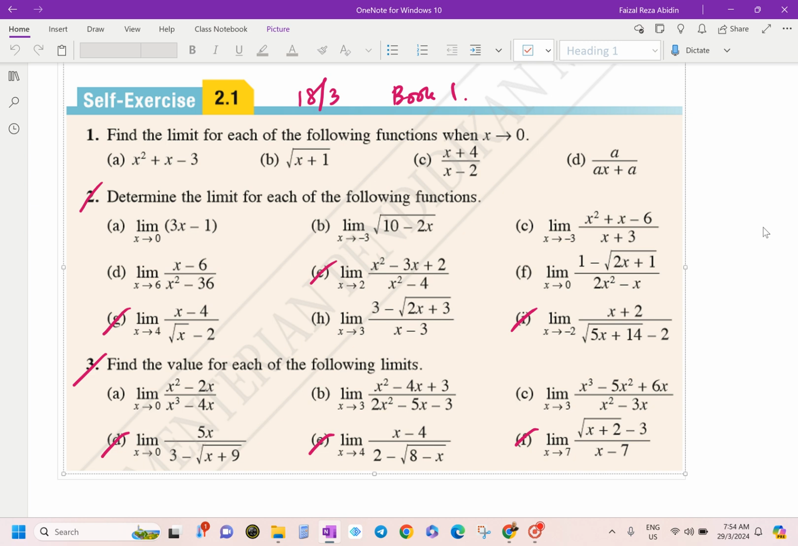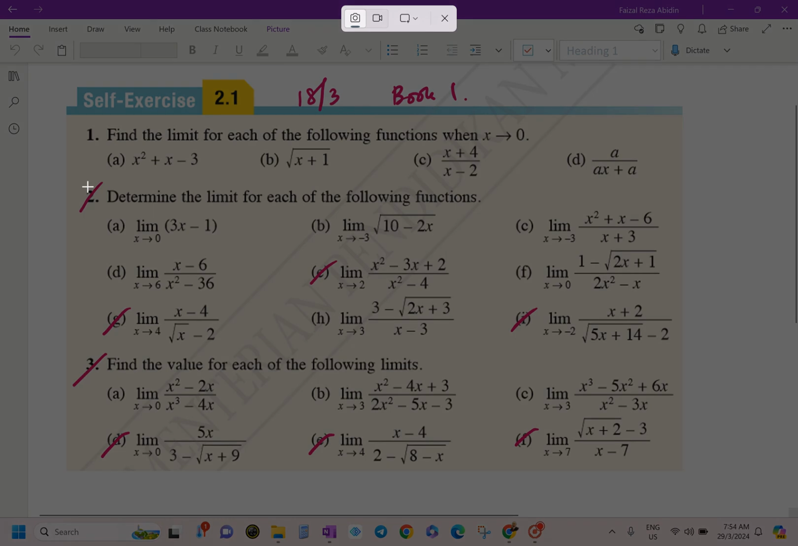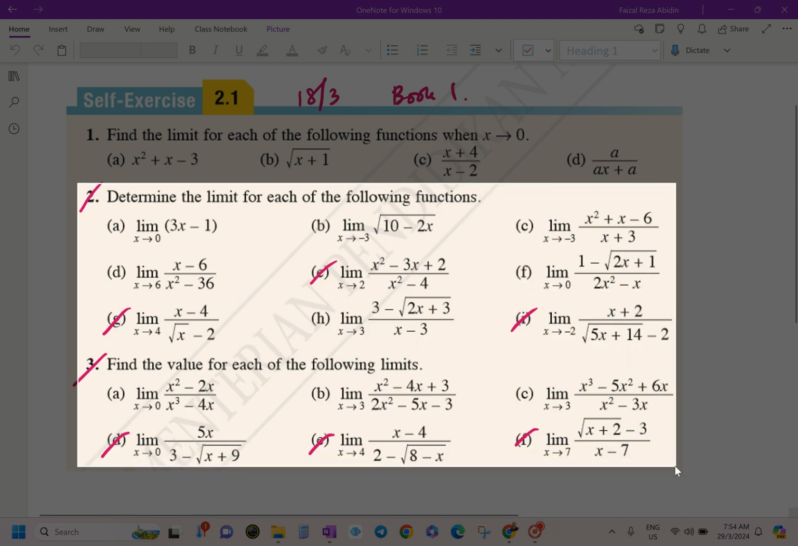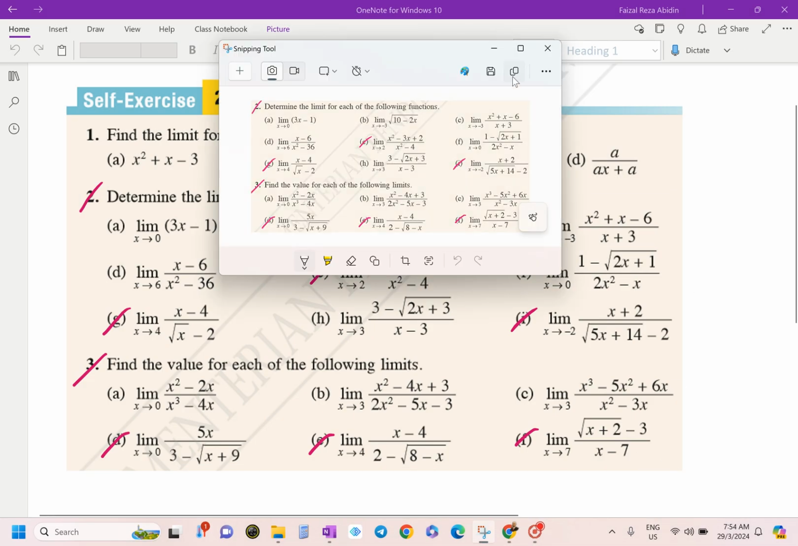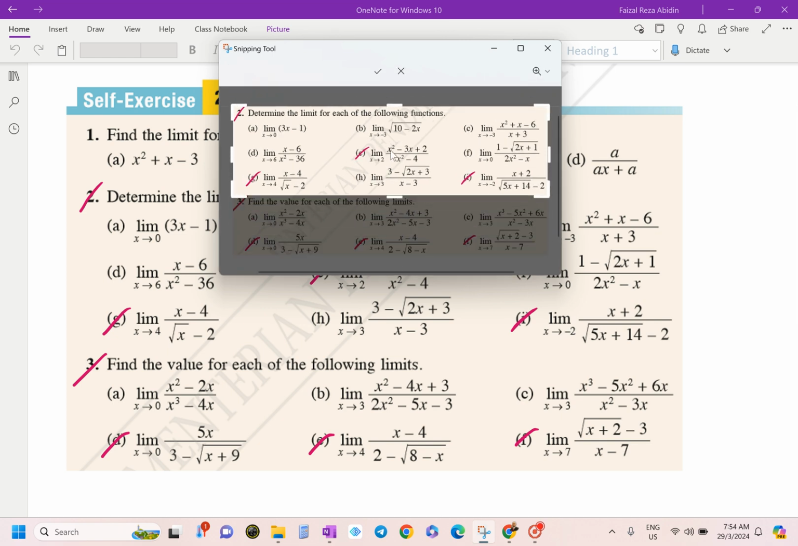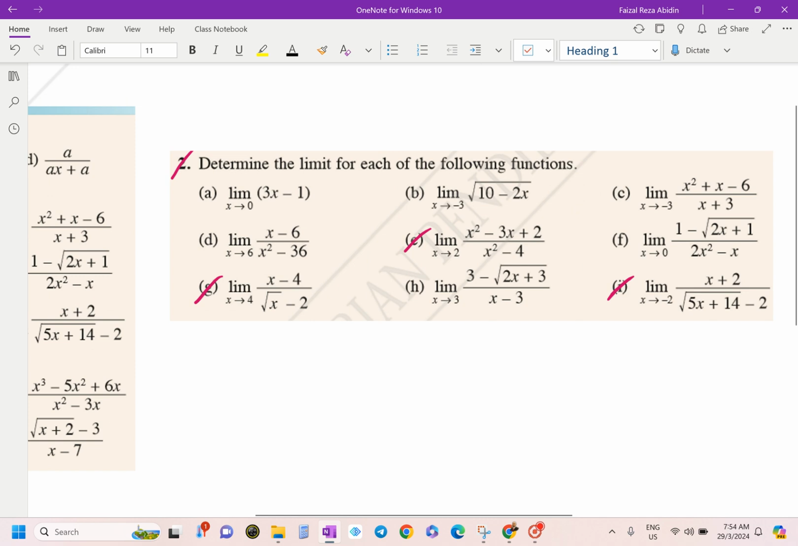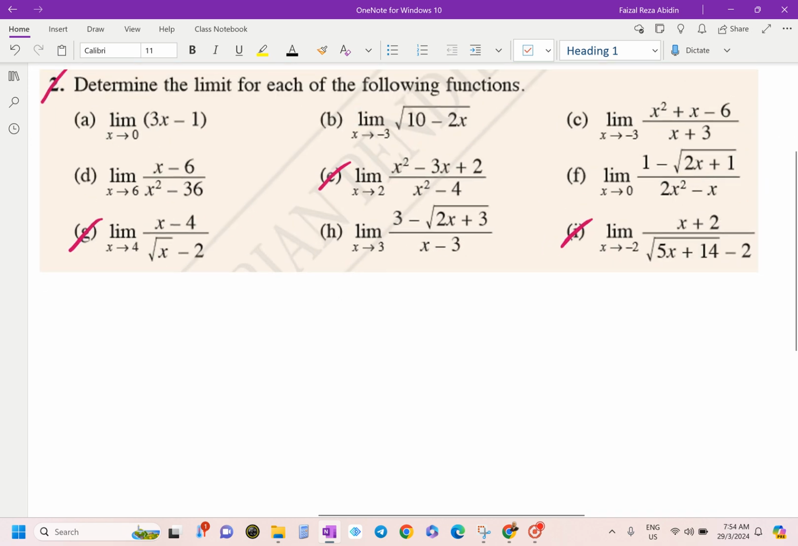As I promised, I'm going to do the video for our discussion regarding self exercise 2.1. We are going to look at number 2 straight away. I'm going to take the picture here first. The questions we are going to discuss are only number 2 C, D, E. Sorry, 2E, 2G and 2I first. Determine the limit for each of the following functions. So we are going to look at number 2E.